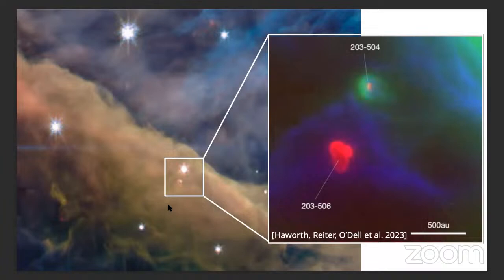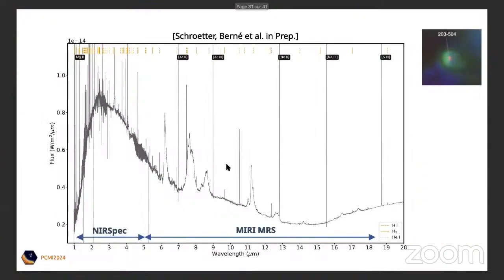For the last part of my talk, I will now focus on 203-504, this one. This is a MUSE narrow field mode image, since we cannot resolve it with James Webb, as it is too bright in the infrared. Here I stitched NIRSpec and MIRI-MRS data. NIRSpec goes from 1 to 5 micron, and MIRI goes from 5 to 20, well, 27 to be precise.